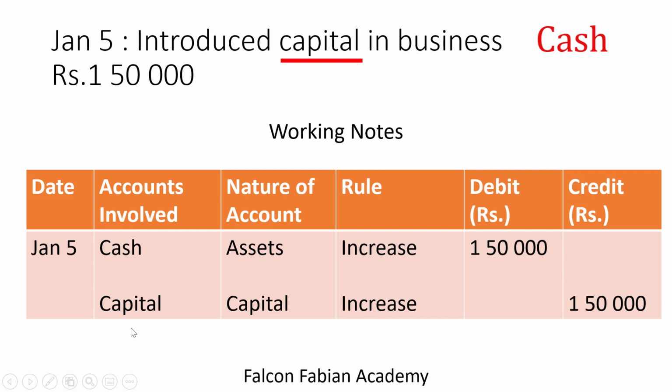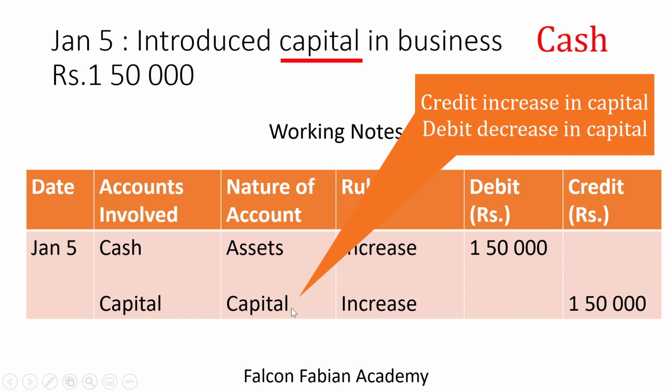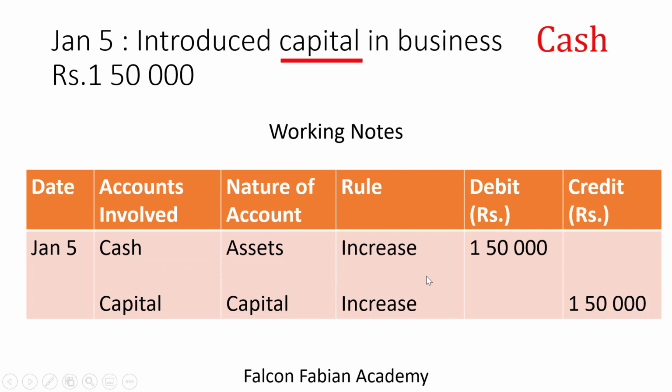Now let's move to the second account. So the second account is capital. The nature of account is also going to be capital. And what was the rule for the capital? Credit, increase in capital, and debit, decrease in capital. Whenever the owner is going to invest more money in the business, the capital in the business is increasing. So here we will write increase. And as the capital is increasing, based on the rule, the capital account should be credited.